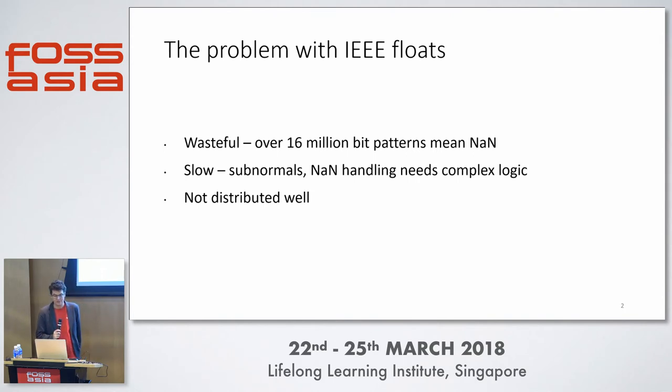They are also slower than they could be because the smallest numbers are represented in a different way. They are called subnormals, and we need different logic for that. So it makes IEEE computations slower than they need to be, and also the chips are bigger than they need to be. And they are not distributed really well, because, for example, in a 32-bit IEEE float, there are 8 exponent bits always, whether you need them or not, because small magnitude numbers wouldn't really need 8 bits.